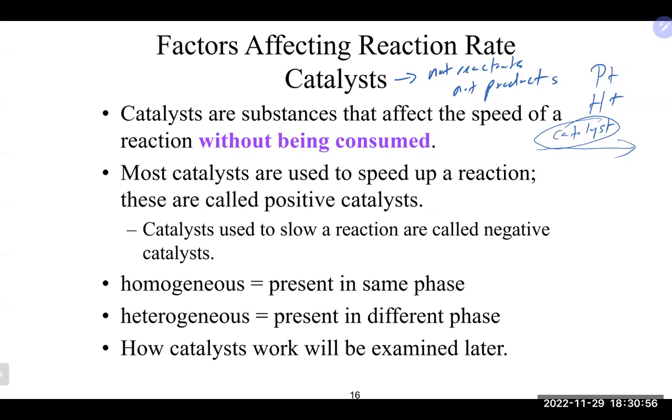occurring faster. And that's usually most of the time when people talk about catalysts, what they're talking about, sort of speeding up the reaction. There are some negative catalysts that can actually slow down the reaction, but most of the time, if somebody's talking about a catalyst, they're usually talking about it in terms of it speeding up the reaction. How do they do that? Well, some catalysts are homogeneous, which means they're in the same phase as what's reacting, and some are heterogeneous, which means they're in different phases.